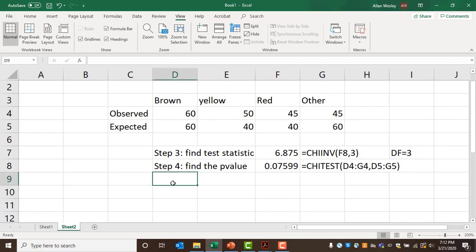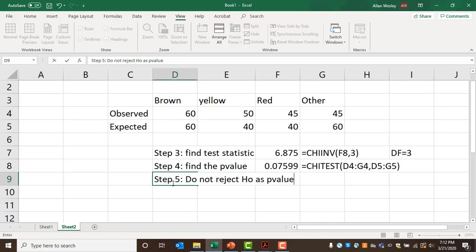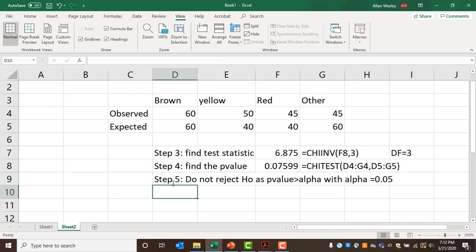Step 5, we make our decision. We do not reject H0 as the p-value is greater than the alpha from this question. Again, with a different alpha, we might have made a different conclusion. That's step 6.